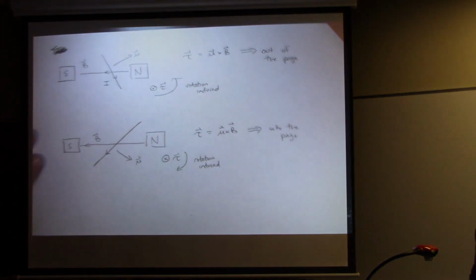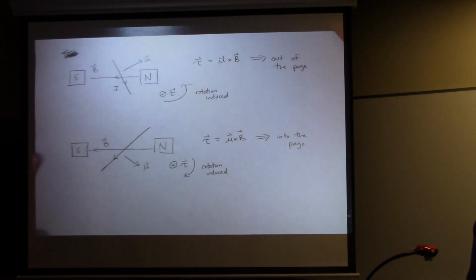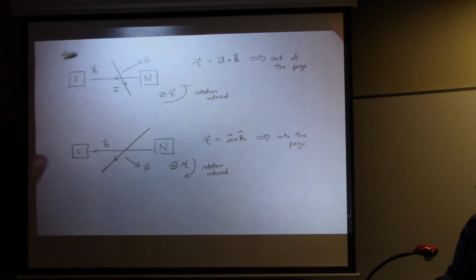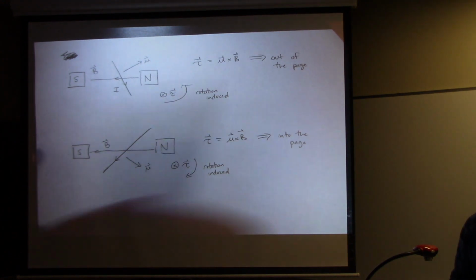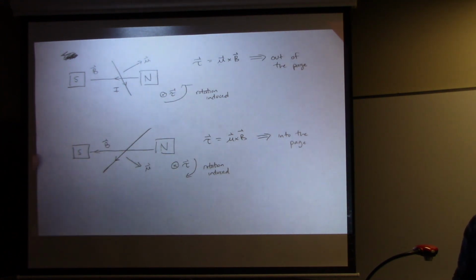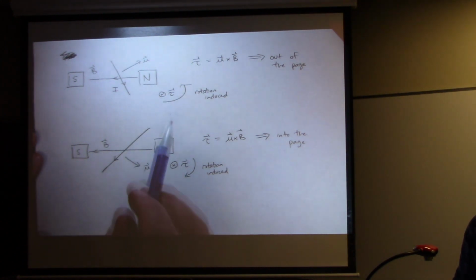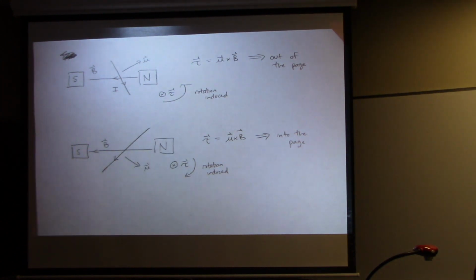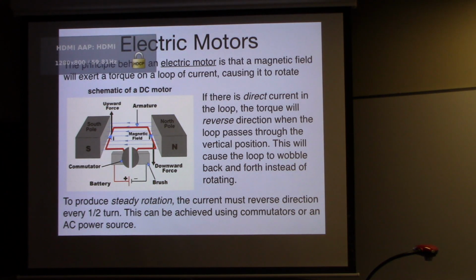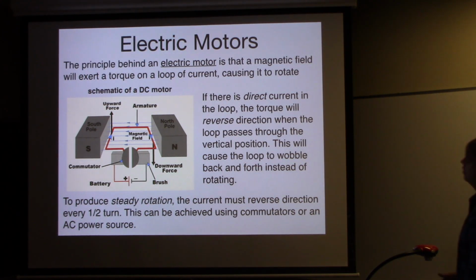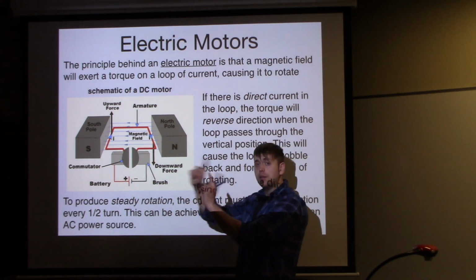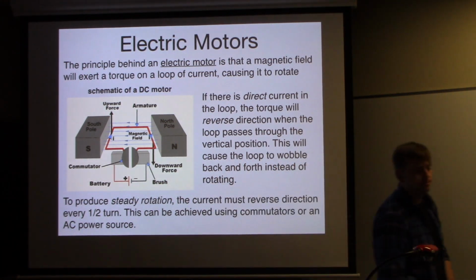Okay, so again, we do not want this to happen in a motor. We want the torque to just be going in one constant direction to keep the motor spinning in the same direction. We don't want it to go back and forth like this. So the way to avoid the torque from going back and forth like this is to have the current switch direction as soon as the loop passes over that top position. Okay, and that's the whole point behind a commutator. If we want to get that steady rotation, the current actually does have to flip every 1/2 turn. Okay?